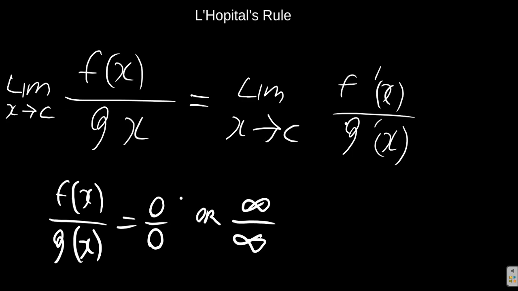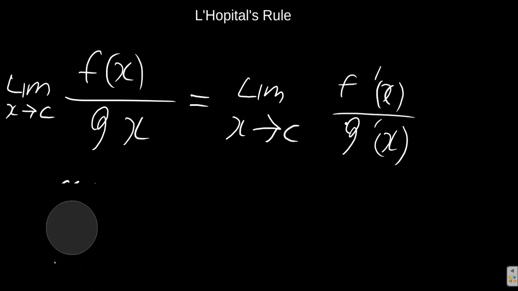Okay, so previously we looked at the formula for L'Hopital's rule. Let's look at a few examples of problems where we could use L'Hopital's rule. Now, L'Hopital's rule becomes useful where you have an indeterminate form. But let's look at this situation where f of x divided by g of x is not indeterminate.